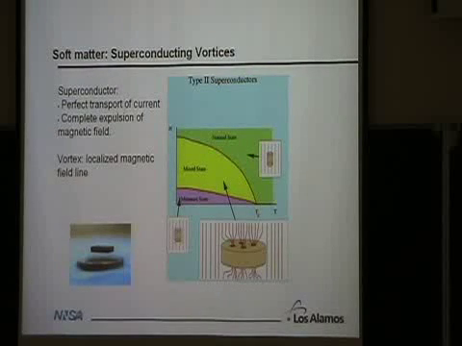Okay, and let's introduce the system I'll be talking about, which is superconducting vortices. This is an example of a soft matter system. You probably all know a superconductor has two main properties. It has perfect transport of current, making it the superconductor, but it also will completely expel a magnetic field. This is the Meissner effect, and it's what distinguishes a superconductor from a perfect conductor. So here's the classic example of a superconductor in the Meissner state, levitating over a strong magnet.